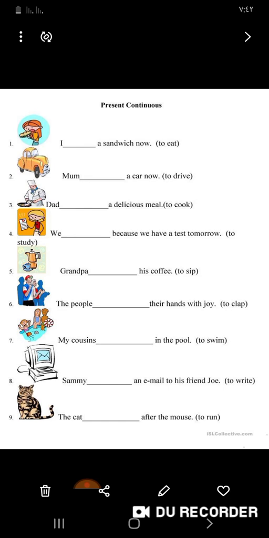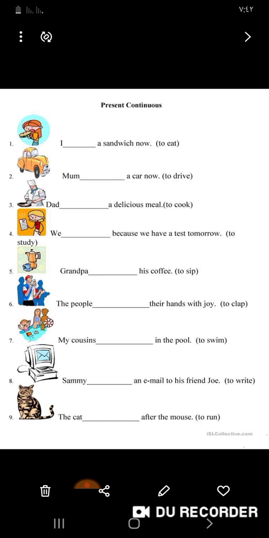Grandpa is sipping. The people are clapping. My cousins are swimming. Sammy is writing. And the cat is running. And pay attention to the verbs like drive and like write. They end with E. We omit E, then put ing.